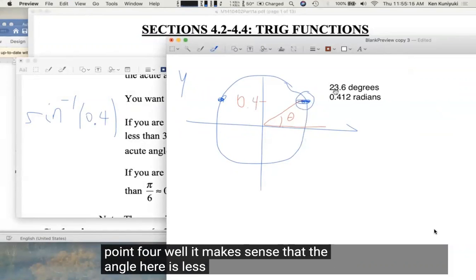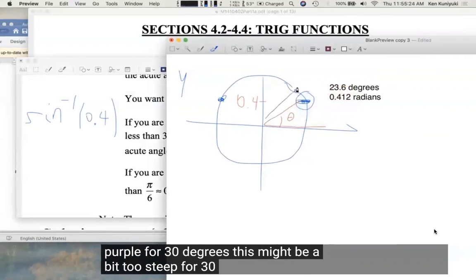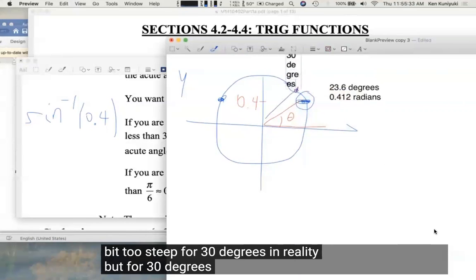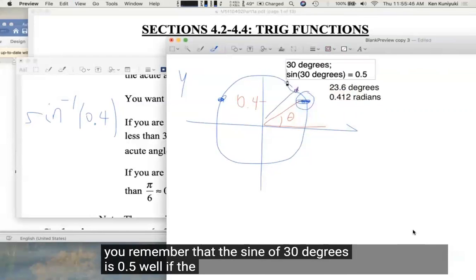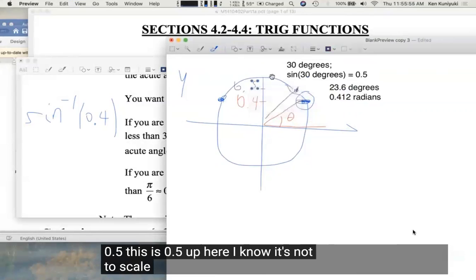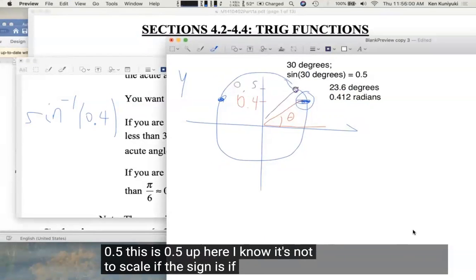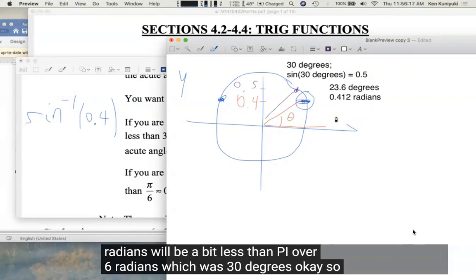Well, it makes sense that the angle here is less than 30 degrees. I'll put that in purple. For 30 degrees, this might be a bit too steep in reality, but remember that the sine of 30 degrees is 1/2 or 0.5. I hope you remember that. I know it's not to scale. If the sine of 30 degrees is 0.5, it makes sense that the sine of a smaller angle, in this case about 23.6 degrees, will be 0.4. And 0.412 radians will be a bit less than pi over 6 radians, which was 30 degrees. Okay, so this answer makes sense.